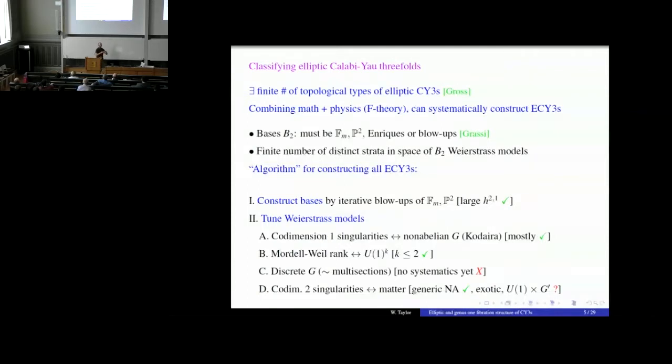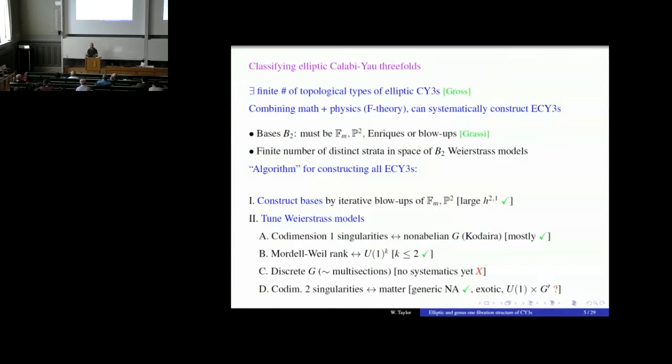And if we look at it, therefore, as a specialized Weierstrass model, and if we think about the set of all possible Weierstrass models over a particular base, there are a finite number of strata, meaning different algebraic structures that give rise to different elliptically fibered things. So that essentially gives rise to an algorithm for constructing all the elliptic Calabi Yau threefolds. To spell that out a little bit more explicitly, we can start by constructing all the bases, the B2s, that will support elliptic Calabi Yau threefolds by essentially just iteratively blowing up these minimal model bases. And that we've done at least at large h21. Things get a little more complicated when you go down.